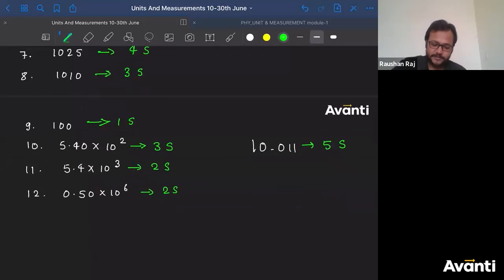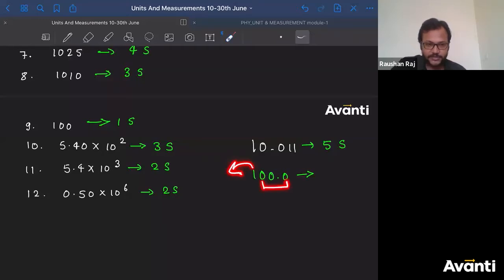Manoj DS is asking, 100.0. How many significant digits will be there? This is a number with a decimal. So see, how many non-zero digits are there? This one is a significant digit, and these are trailing zeros. So they are also significant here. So this has 4 significant digits. All right.